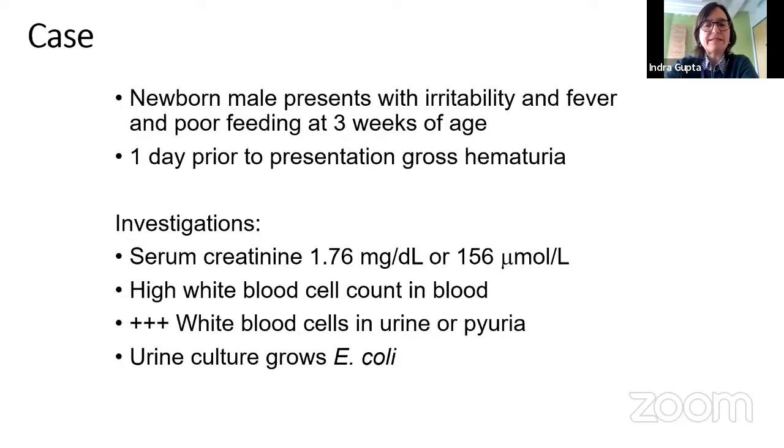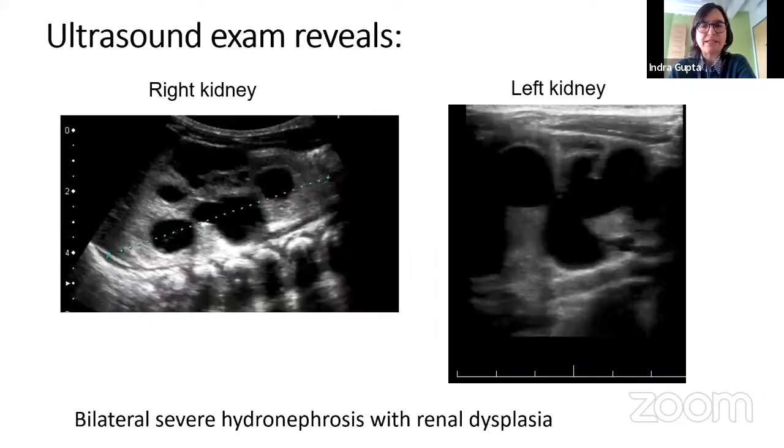So we did the standard lab investigations, including a serum creatinine. I put it in both units because we use the SI units. The baby had a high white blood cell count in the blood, consistent with some type of infection, and had a lot of white blood cells in the urine, so pyuria, and the urine culture grew E. coli. So this is looking like potentially blood sepsis with urosepsis based on this presentation.